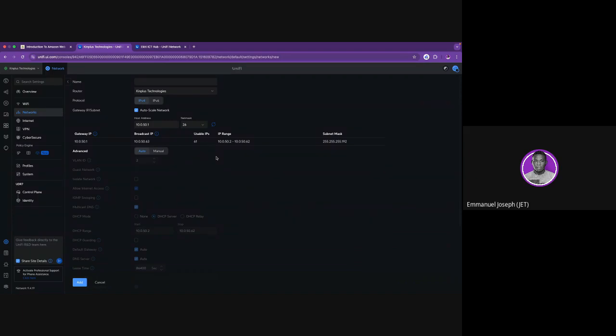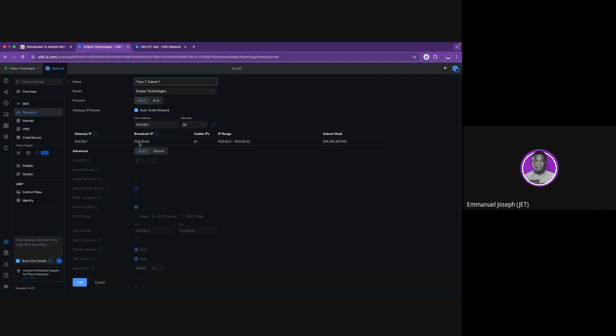Now, let's call this class C subnet A or subnet 1. Class C subnet 1. Now, what we are doing here, we are borrowing 2 bits from the class C itself, which is supposed to give us 250 something IPs, 256 in total, from 0 to 255.